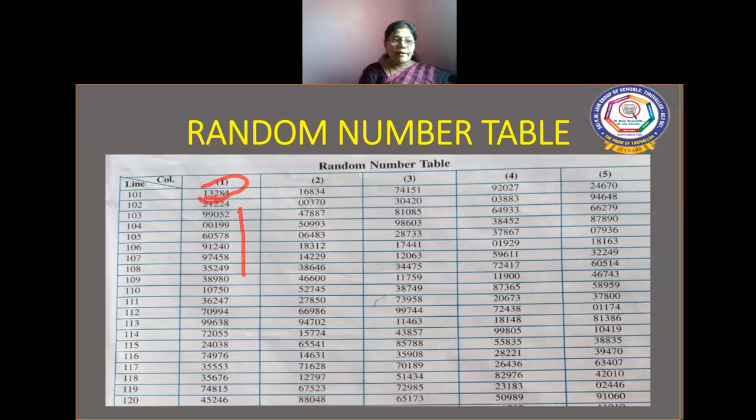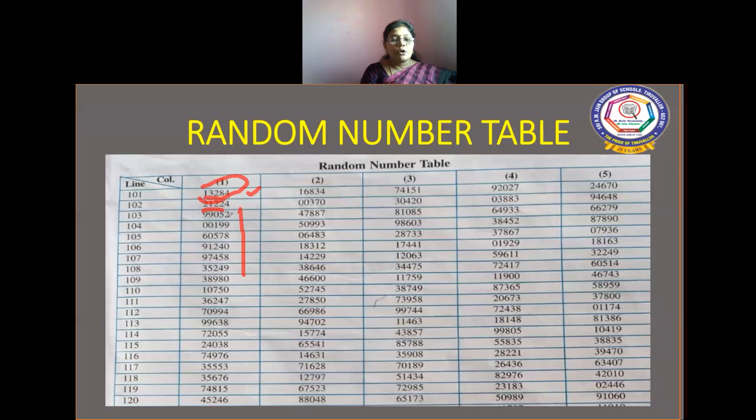So the second number in the random table is 21224. So if we take first 4 digits here, the number is 2122, but it is greater than 2000. We have only 1 to 2000 numbers, so we can disregard them. So we can reject that number. So we selected this number, we rejected this one.